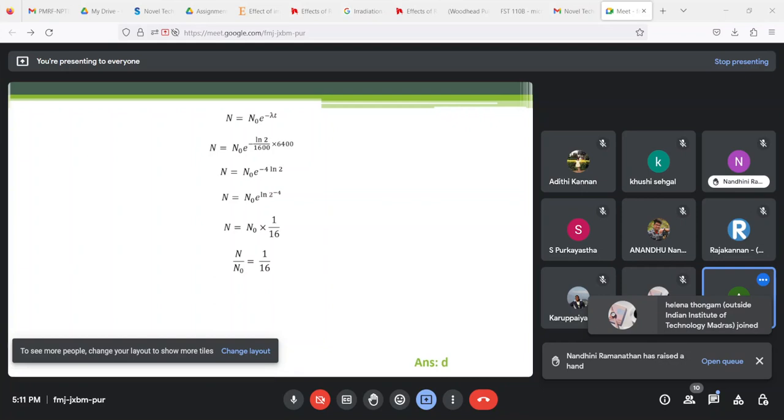Hope this is clear. So if you have only the half-life given, you can calculate the lambda from that, and lambda will remain constant for a particular material that you are dealing with. So you can substitute it back inside the original equation, and with the given time you can calculate the fraction remaining, which is 1/16 of the original that you had.